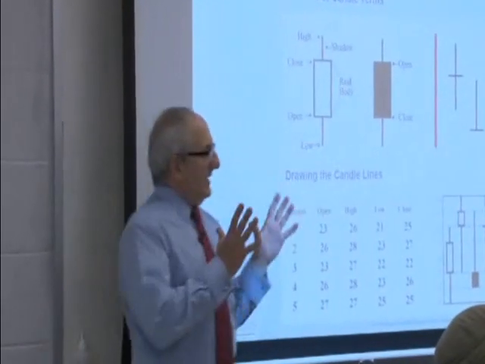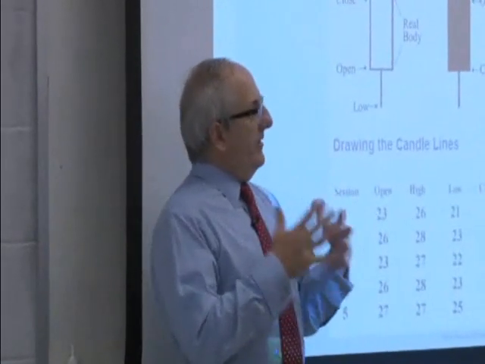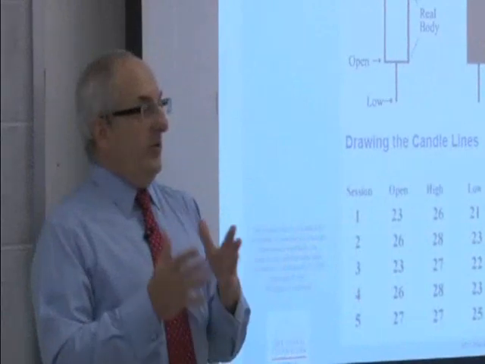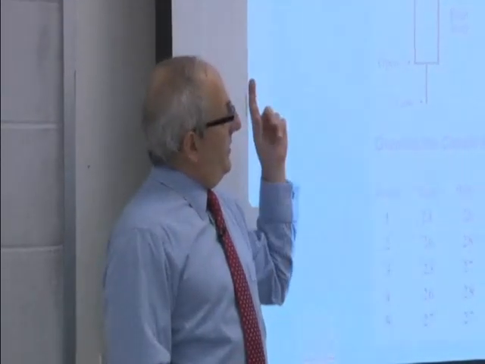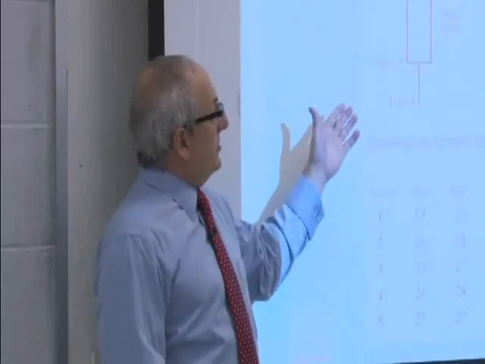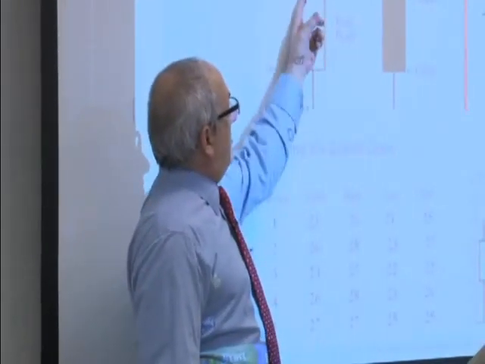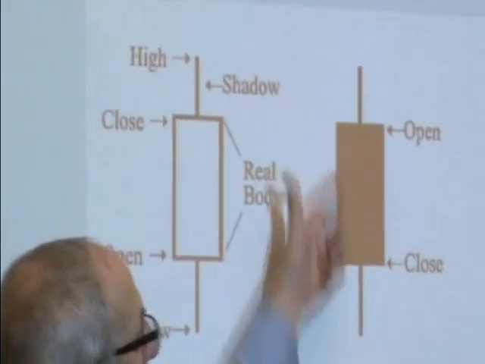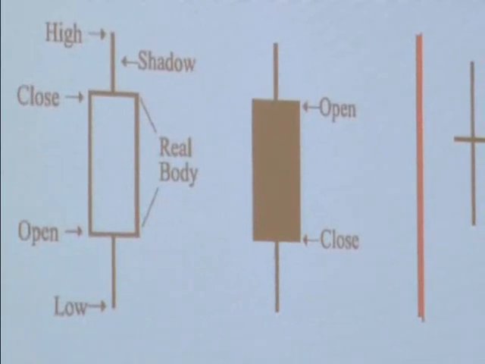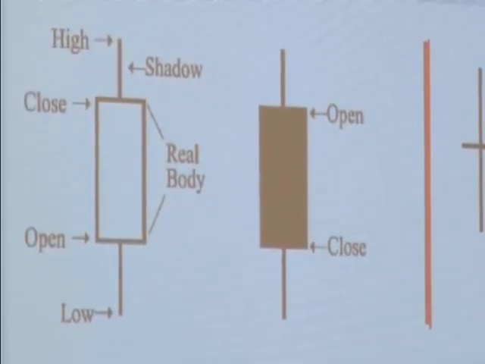So at the end of the day, you have the same information you had, really the same 4 data points that you had for the bar chart. But with the candlestick chart, it's very easy to see whether the stock went up between the open and the close, or whether it opened near the high and came down.